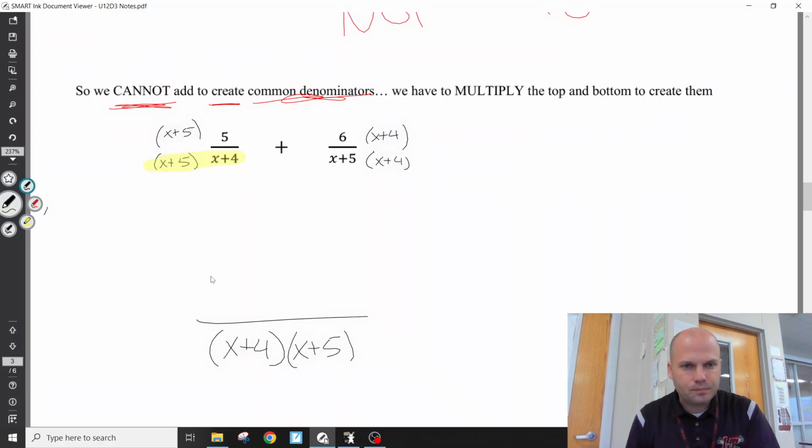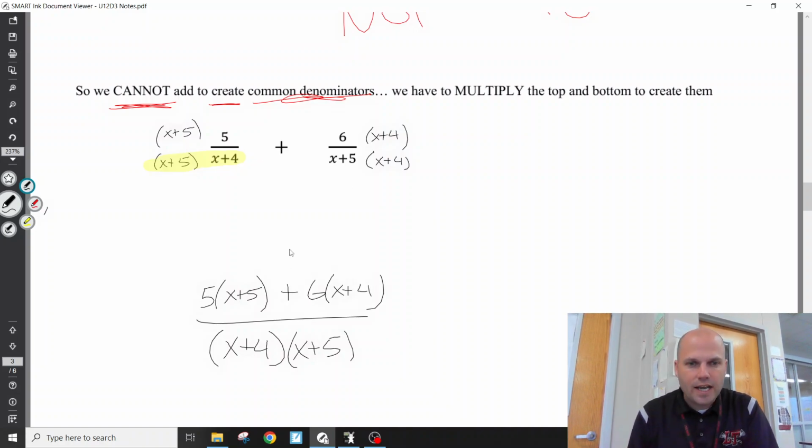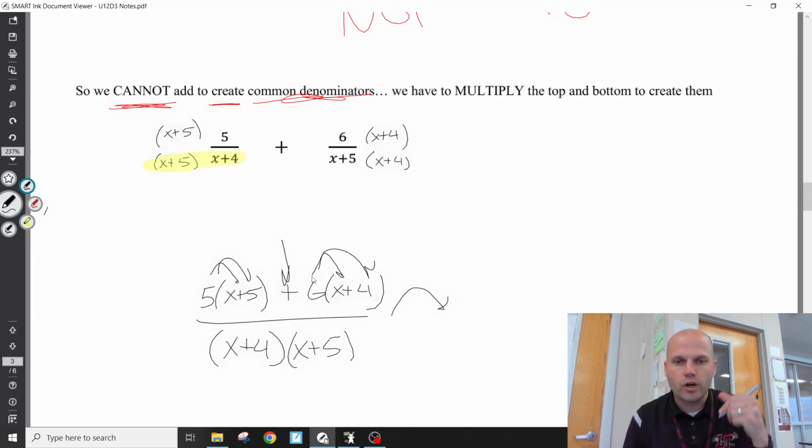But look at the top. If I didn't want to multiply things, I would have 5 times x plus 5, and then add the common denominator of 6 times x plus 4. I don't like this because of the plus. So what we're going to have to do, and I'm showing all the steps here, and I'll actually show you the shorter way, is we're going to multiply the numerator. We're going to distribute the 5 to the x plus 5, the 6 to the x plus 4, because we're going to be able to simplify the numerator.